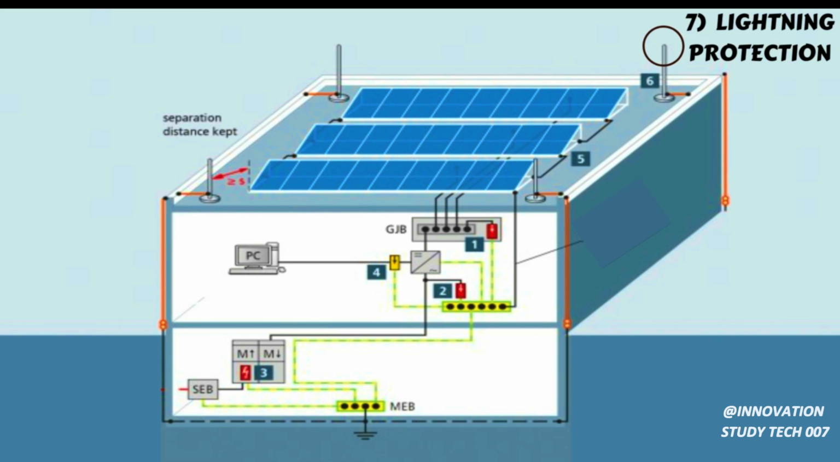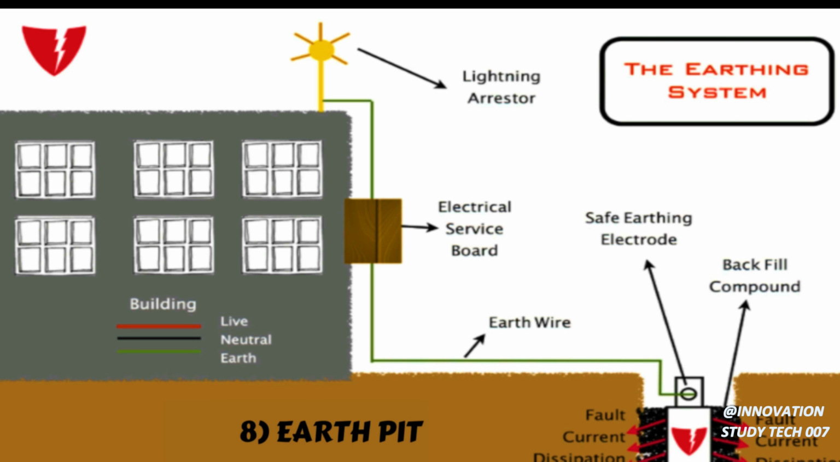Now moving on with the 7th and 8th components. These two components are for protection purposes. Number 7 is lightning protection, which provides protection against lightning strikes, and number 8 is earthing, which is required for providing safety against electrical shock and faults. These are the main components of any solar power plant.